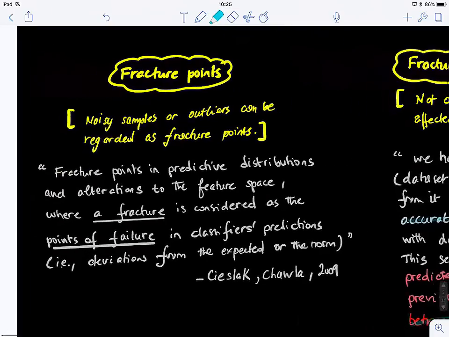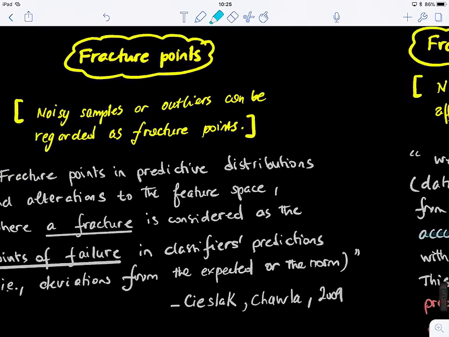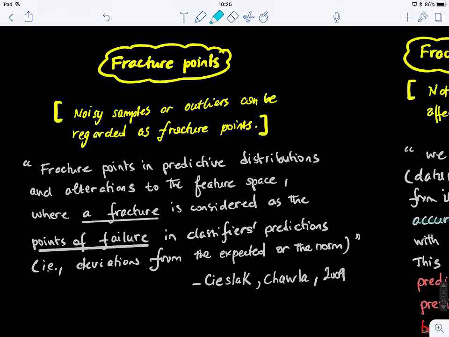Now we have something else that we call fracture points, okay? This is synonymous with what we call noisy points, outlier points. So if you see this term, just keep in mind it means outlier. These are points that lie far away from the main distribution of your data. So a fracture point is actually a point of failure in the classifier's prediction. You can spot them by looking at how the classifier performs on classifying them. Generally, it fails, okay? And also, they might lie far away from the expected norm, or deviate from the mean of the distribution, right?